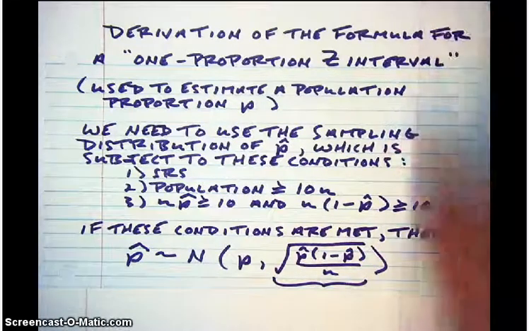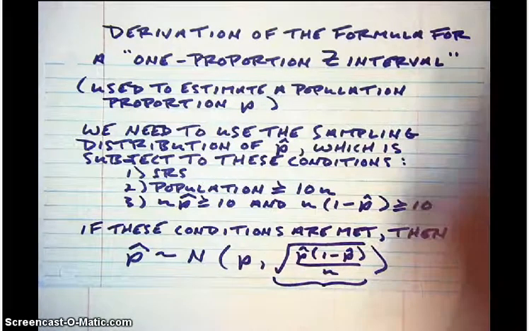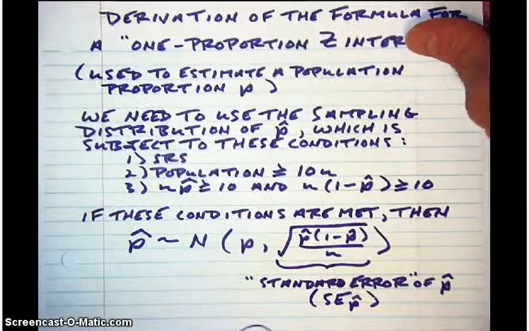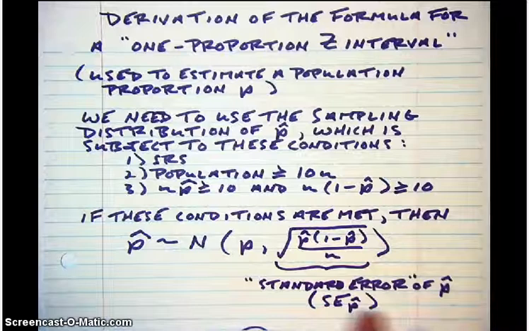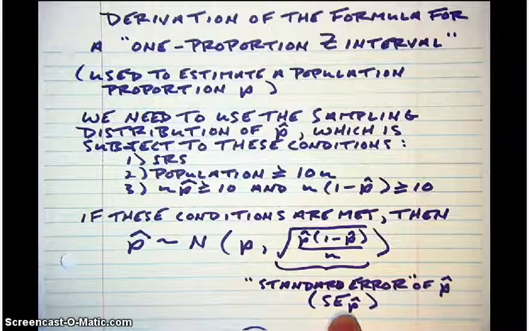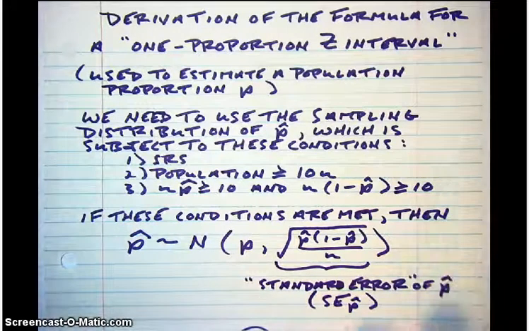Now whenever you use sample data to estimate a standard deviation like that, you call it a standard error. So this right here, we're going to call the standard error of p hat, the standard error of our statistic, p hat. And we abbreviate it like this, capital S, capital E, subscript p hat, just for the sake of brevity.